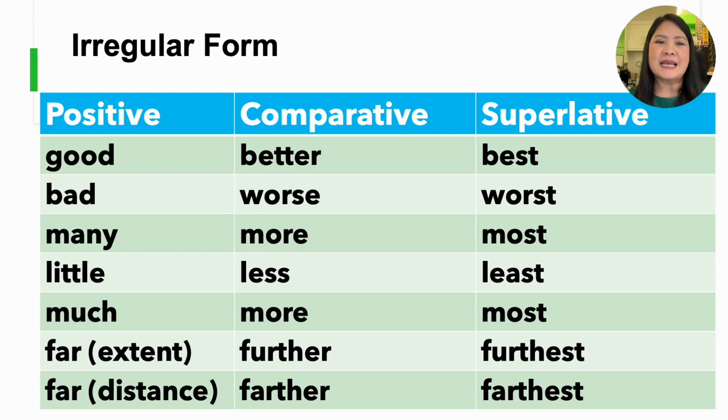Far, if it is extent, we say further, furthest. But if it is a distance, far, it becomes farther, and farthest. So there's a difference in the pronunciation. If it is extent, we say further, furthest. If it is distance, far, farther, farthest. Okay, I hope you understand it.